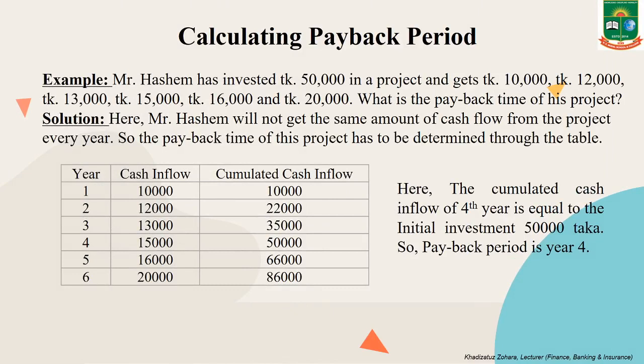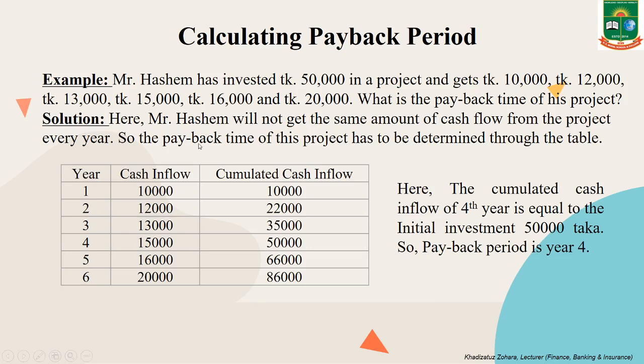Mr. Hashem has invested taka 50,000 in a project and gets taka 10,000, 12,000, 13,000, 15,000, 16,000 and 20,000. What is the payback time of his project? Here we are seeing that Mr. Hashem will not get the same amount of cash flows from his project. So the payback period of this project has to be determined by following those steps, and for following those steps we have to draw a table.